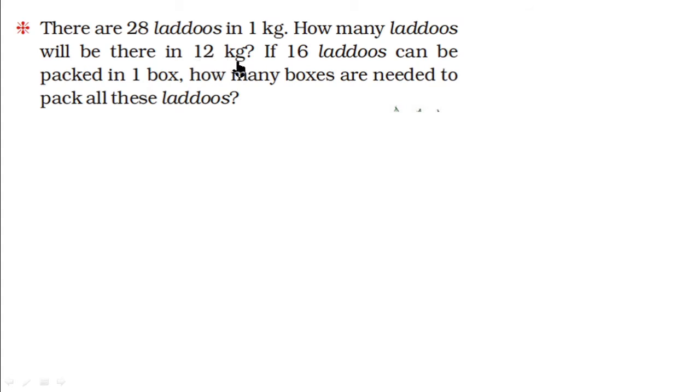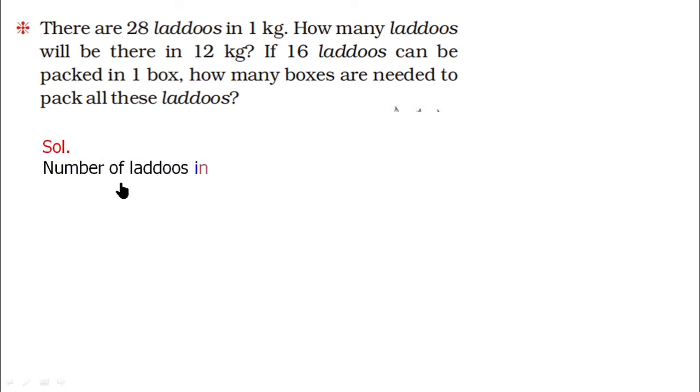So up to here, this is a question related to multiplication. If 16 laddus can be packed in one box, whenever packed in one box comes, it means we are distributing laddus in boxes, so the problem is of division. How many boxes are needed to pack all these laddus? Okay, so let us start.